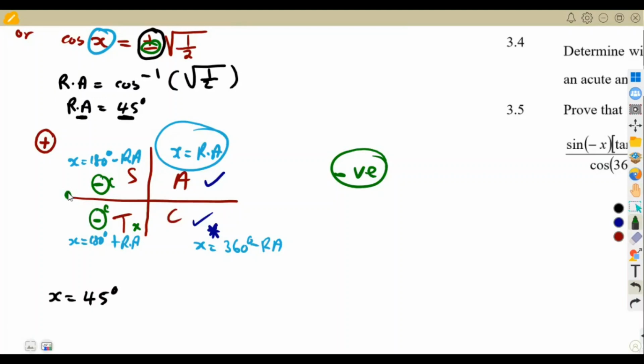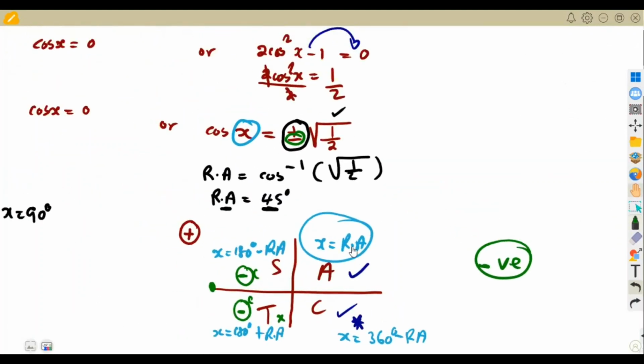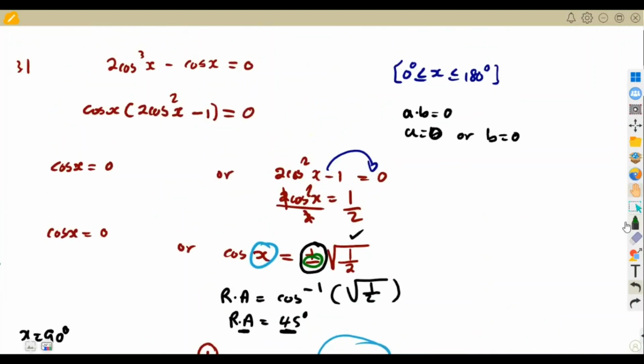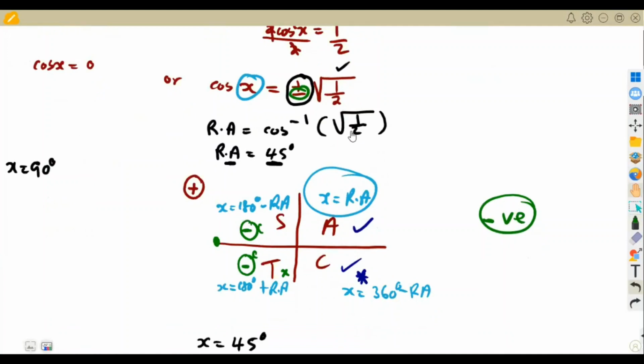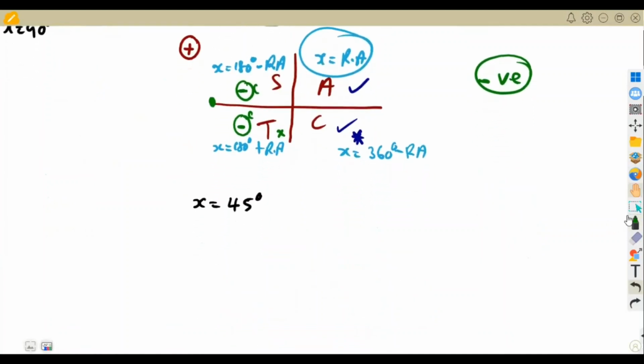Remember, 180 ends at this point, and our interval is from 0 to 180. Yes, we're supposed to take that solution, but because of the interval that we are given from 0 to 180, we are now limited in the second quadrant where cos is negative. The other solution was supposed to be here in this third quadrant, but it's above 180. This angle is greater than 180, so we can't consider that.